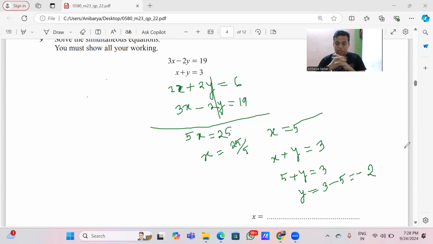You can check whether this value is correct or incorrect. You put the value in any one equation, it will satisfy. If you get the same result, then it satisfies and it is the correct answer. Clear? Now go to the next sum.